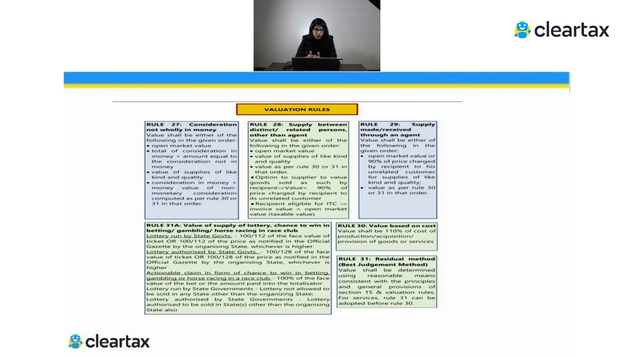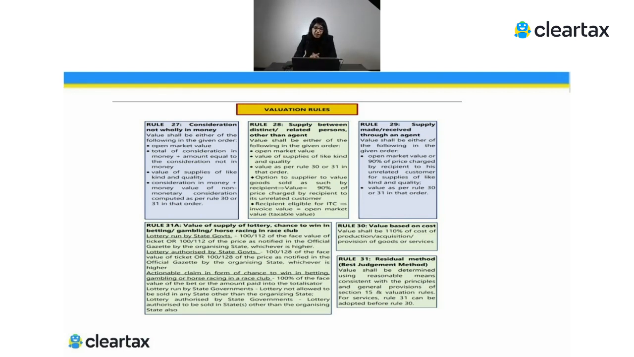In this case, how do we have to follow the order? First, we'll go with the open market value. Same example: now I'm supplying to a related person. Let's say I'm supplying a mobile phone to a related person, same price, same model. I already have like 10 or 15 units of the same mobile phone. What price am I actually selling at to a non-related person? If I'm selling to a non-related person at 20,000 and now I'm selling to a related person for 8,000, in this case the price will be 20,000, because that is the open market value of that phone.